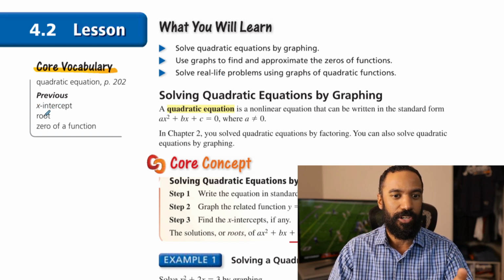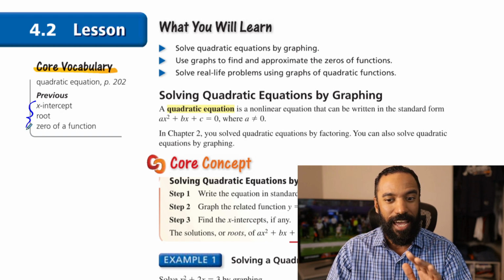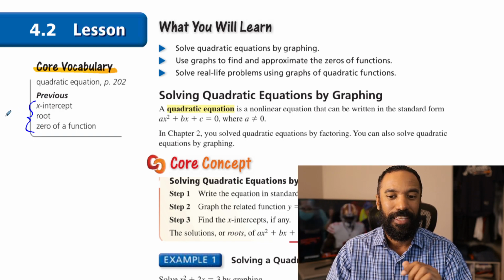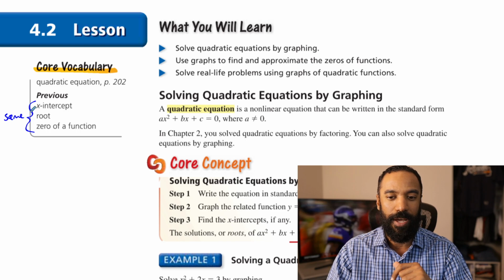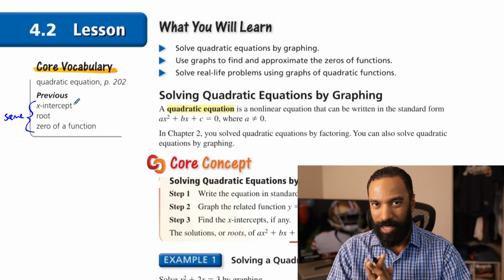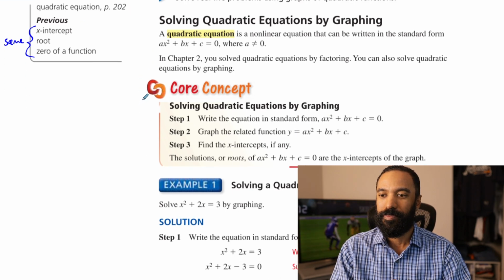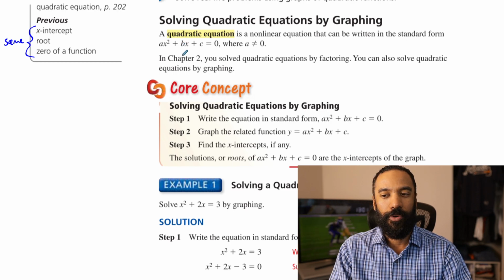Previous phrases, x-intercept and root and zero of a function, they all kind of, honestly, they all mean the same thing. They're all the same. When they ask for one, they really mean one versus the other, ultimately, which is just nice to know. And I might have mentioned that in the past. Solving quadratic equations by graphing.